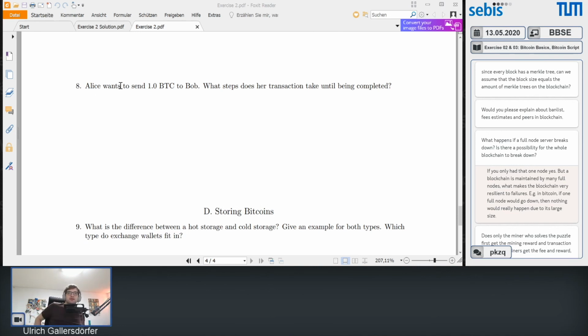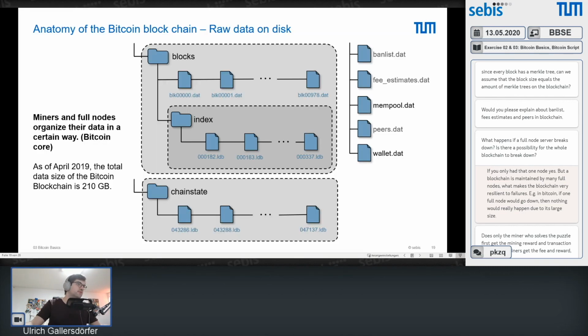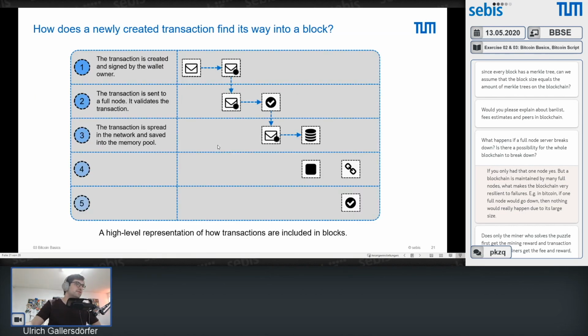Alice wants to send one BTC to Bob. What steps does her transaction take until being completed? So let's look a little bit into that. I think there's a really nice slide also here. You see this is a very slide intensive exercise. So first of all, the animations are broken here. I'll have to fix that.